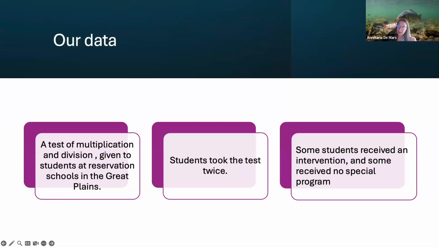The data we're looking at, you should always know something about the data you're looking at. This is a test of multiplication and division given to students at reservation schools in the Great Plains. So it's part of a bigger study, and I just pulled out a random subset of students from that. All the students in the sample took the test twice. They took a pretest. Some students received an intervention where they played educational games. Some didn't receive any special program, and then they all took a post-test.